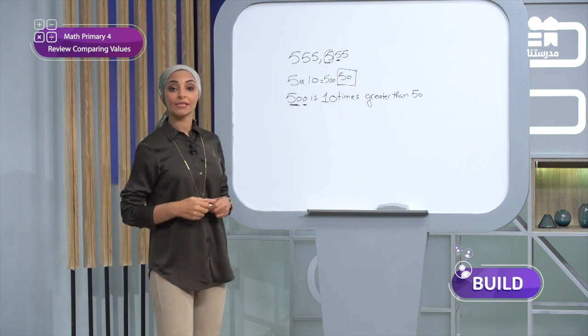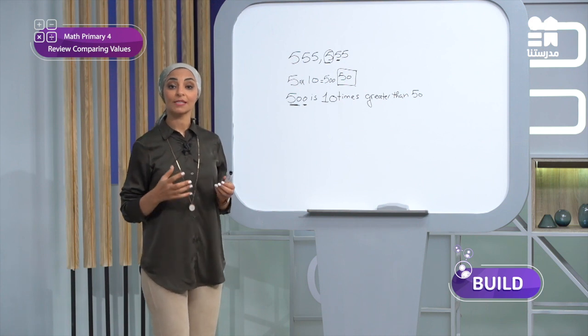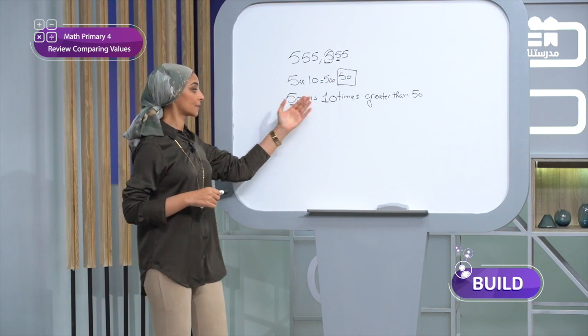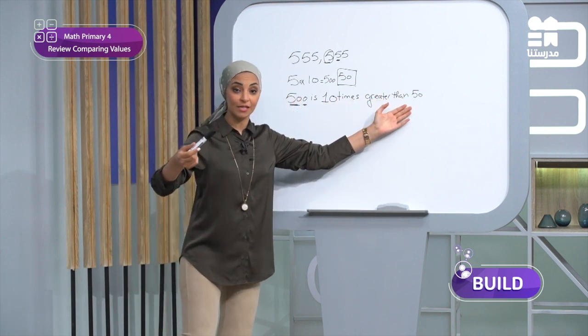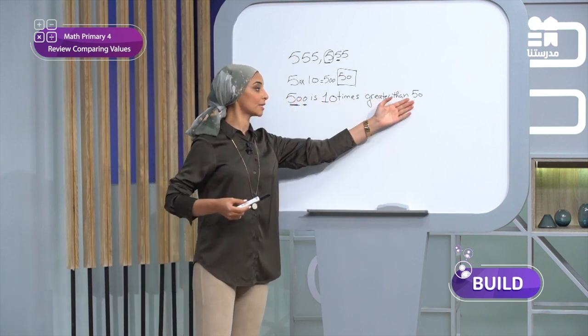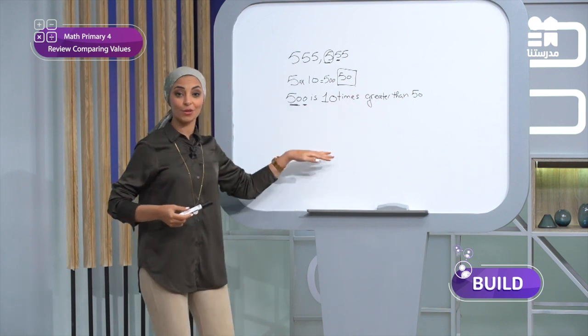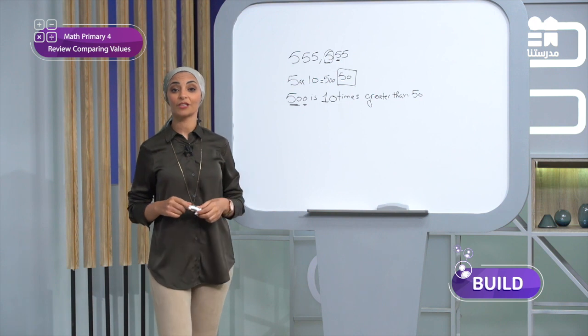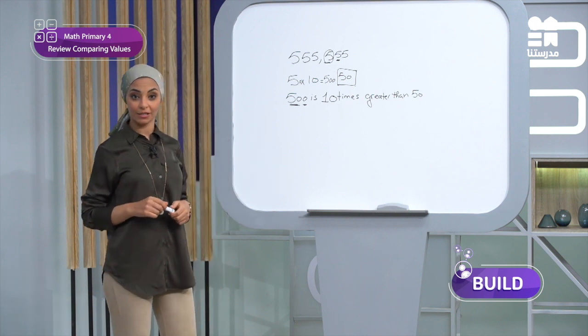Also, we can say that 50 is 10 times less than 500. 500 is 10 times greater than 50, and the opposite, 50 is 10 times less than 500. Thus, you have compared the different place values of a digit.